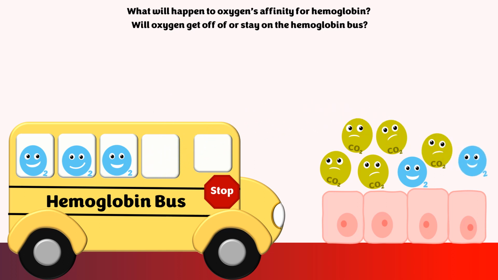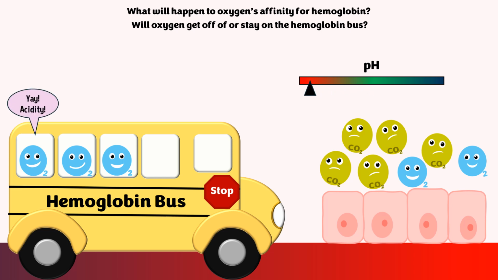Another thing that the oxygen molecules on the hemoglobin bus are going to be looking at is pH. And we know that we can associate carbon dioxide with acidity because it has a tendency to make carbonic acid. So we take carbon dioxide, put it in the environment, and it will combine with water and turn into carbonic acid. And that's going to make the environment acidic. And that is another indicator to our oxygen molecules on the hemoglobin bus that it's okay for them to get off. And so they do.